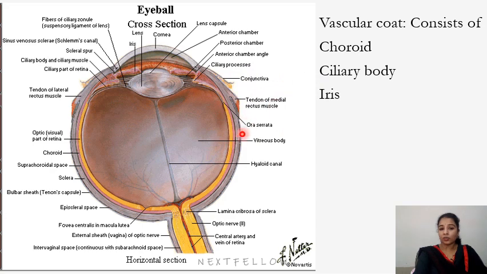The vascular coat. Now we are talking about the second layer, the vascular coat. The vascular coat contains the choroid. The choroid continues to form the ciliary body, and the ciliary body further continues to form the iris. So the vascular coat contains three parts: choroid, ciliary body and iris. And remember one thing, the iris is the only muscle in our body derived from the ectoderm. Most of the muscles we see are derived from the mesoderm.